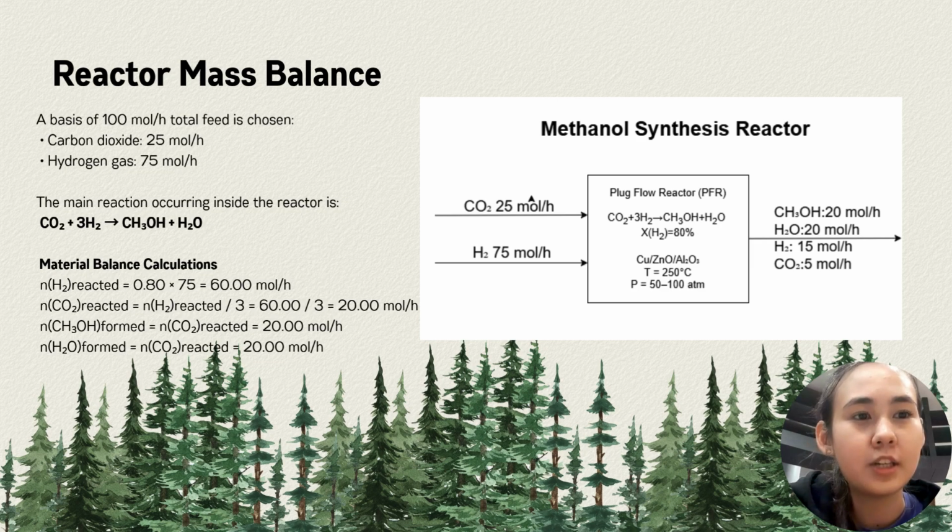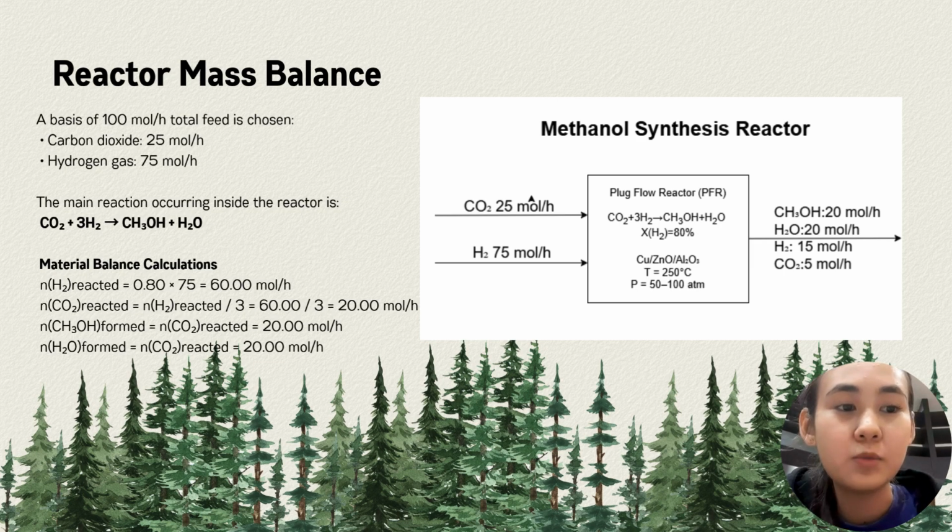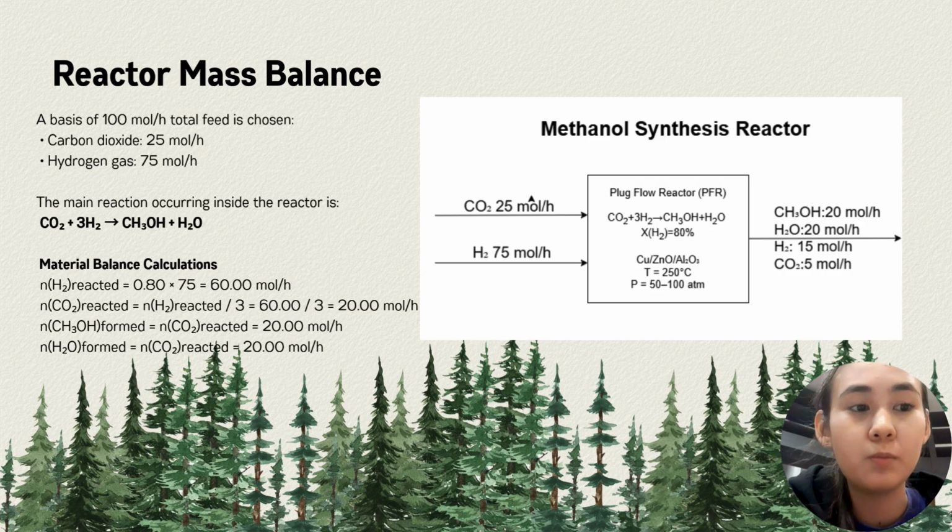Everyone, my name is Nazerke Kashimova and I'm going to present the reactor mass balance of the methanol synthesis. First of all, we set our basis at 100 mol per hour total feed consisting of 25 mol per hour carbon dioxide and 75 mol per hour hydrogen. So this is a 1 to 3 ratio. The key operating parameter here is 80% conversion of hydrogen. This means 60 mol per hour of hydrogen is consumed. Using the stoichiometric ratio, we calculate that its consumption results in the formation of 20 mol per hour of methanol and 20 mol per hour of water.